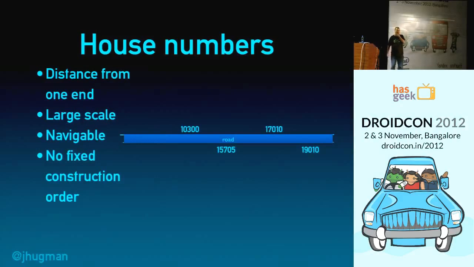Now that's kind of neat. It's navigable, as in you just need to know how far you've driven or how far you've walked to get to an address. But most importantly for me is that you don't have to know up front what order you're going to build your houses in. So 15705 might have been the original house on the single road, and then everything else can happen either side of it.